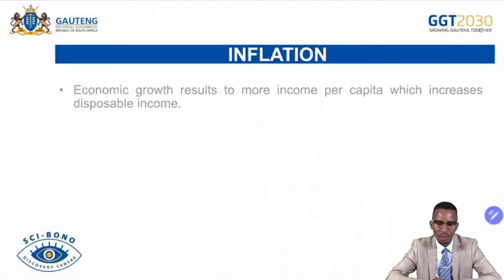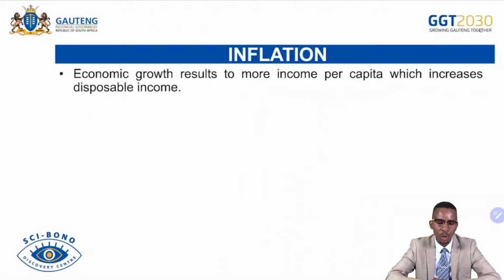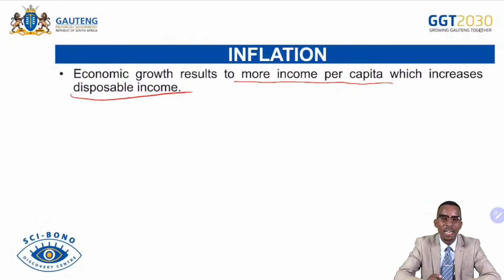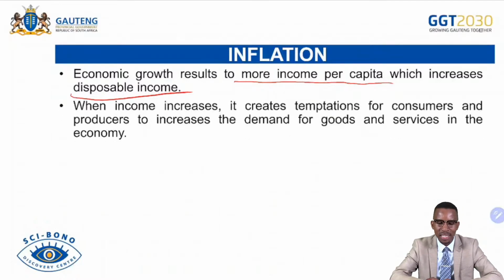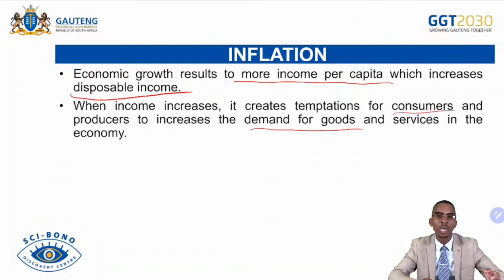Then we talk of inflation now. Economic growth results in more income per capita, which increases disposable income. We know that if ever there's more economic growth, there will be more income per capita within the country, and also there will be more disposable income. Remember, if there's more disposable income, there will be greater demand for goods and services. So when income increases, it creates temptations for consumers and producers to increase the demand for goods and services in the economy. Remember, consumers will be demanding consumer goods while producers will be demanding capital goods.